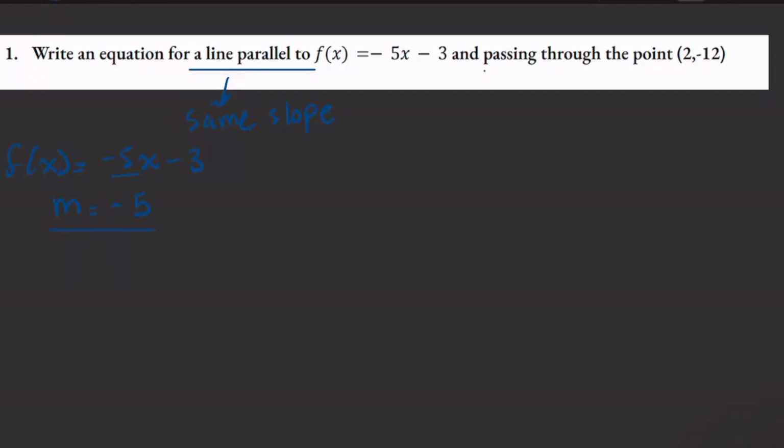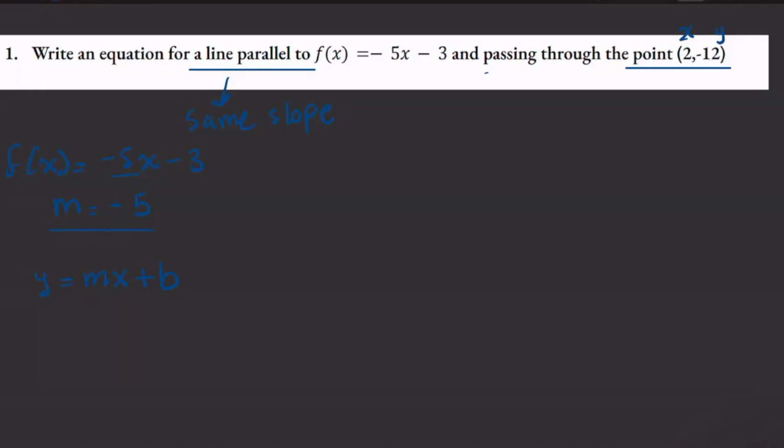And I know that it's passing through the point (2, negative 12). So I know that I'm given an x and a y value. So a linear function is always y equals mx plus b. Parallel lines have the same slope, but a different y-intercept, a different b value.